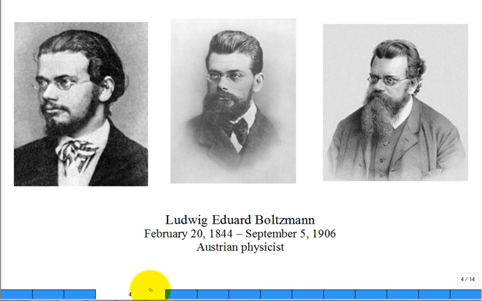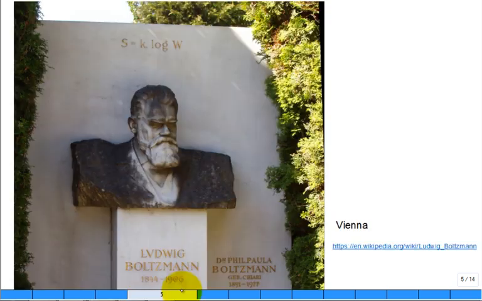Well, here's Ludwig Boltzmann. These are the years that he lived, 1844 to 1906. The Austrian physicist. If you go to Vienna and you find the graveyard where he's buried, you can find his tombstone. There's a picture of it. It's off of Wikipedia. And what's at the very top up here?